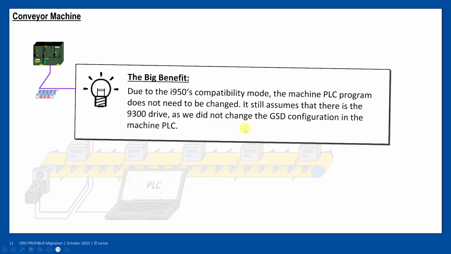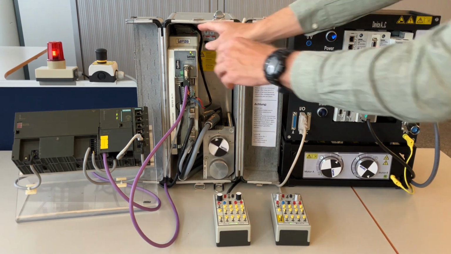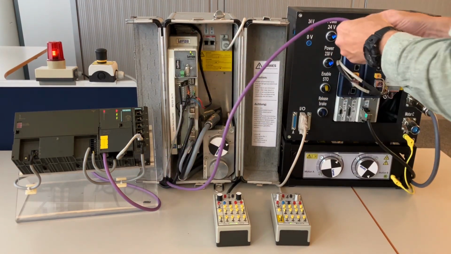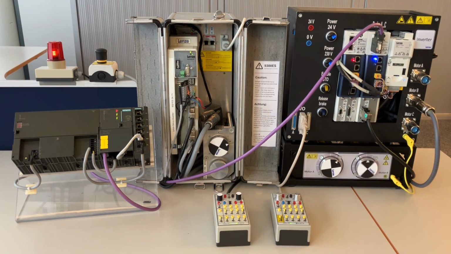You still don't believe it? Let's take a look at our demo. We can see the machine PLC on the left, connected to the 9300 drive in operation in the middle. On the right side, the pre-configured i950 unit is ready to replace the 9300. Let's start. Unplugging the 9300 drive from Profibus and linking the Profibus to the i950 drive with an auto start option programmed in the S7 PLC allows directly to restart your machine.